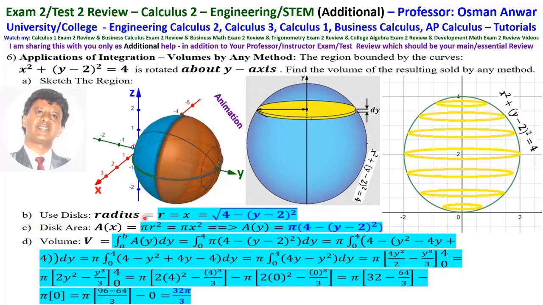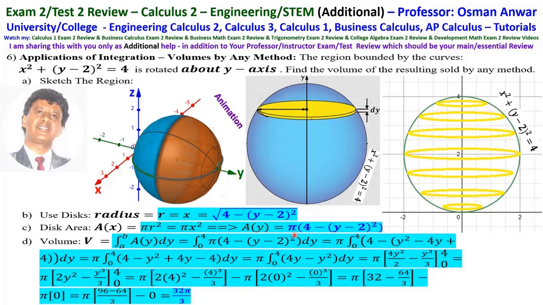First, we need to find the radius. The radius is r equals x. So that's the x. And in terms of y, it is the square root of 4 minus (y minus 2) all squared. Okay. So then the disk area A(x) is pi r squared, which is pi x squared.